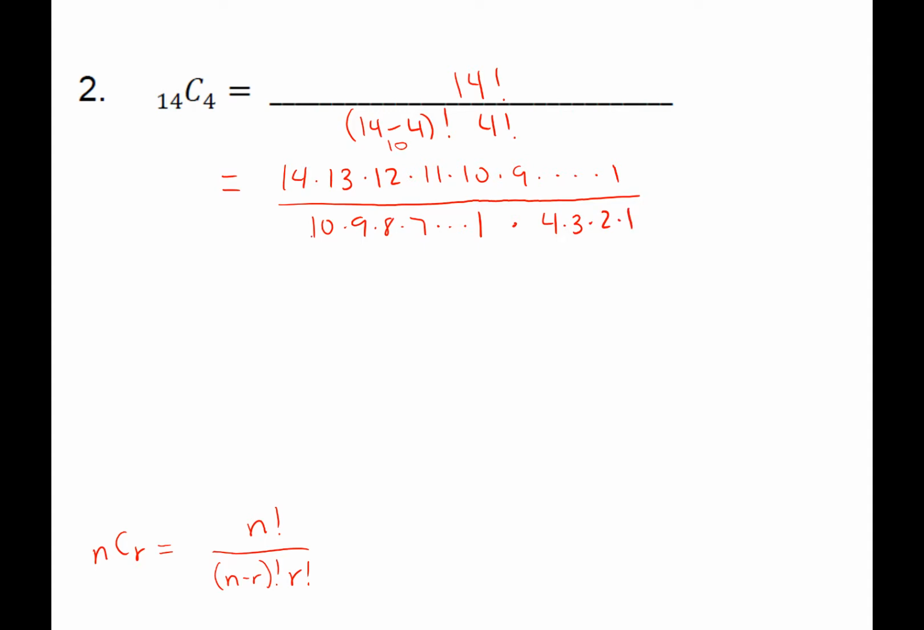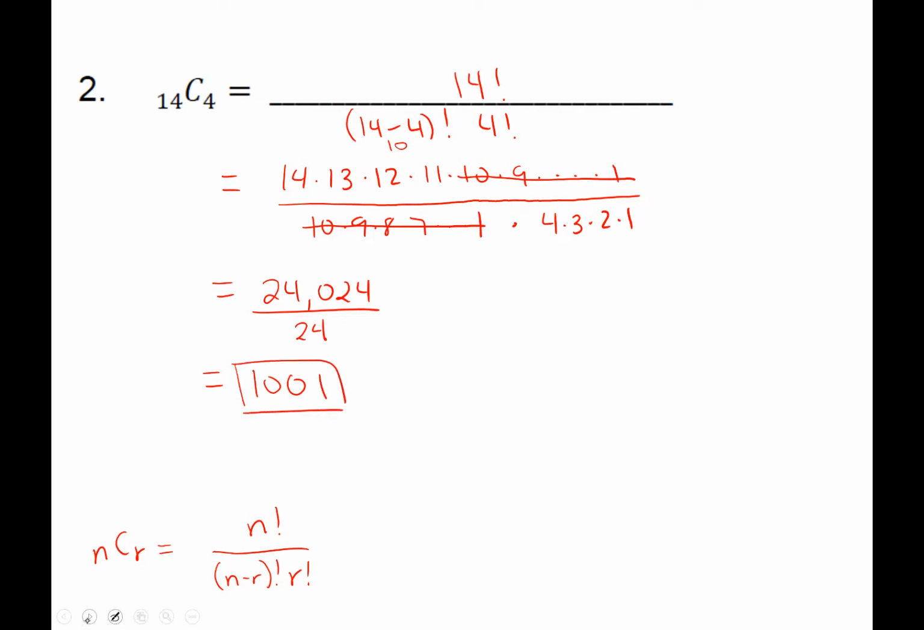Then on this one, I would cancel the 10 down to 1 and 10 down to 1. Then you could multiply what you have in the top. When I multiplied that, I got 24,024. And then in the denominator, multiply that and you get 24. Then divide, and I got 1001. That would be your final answer.